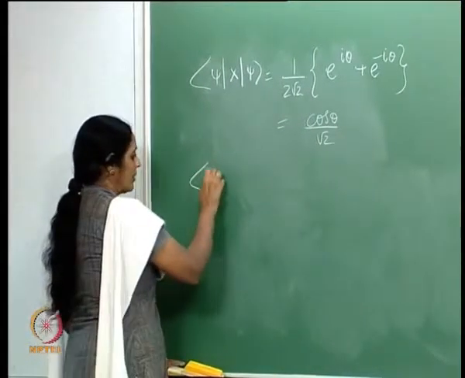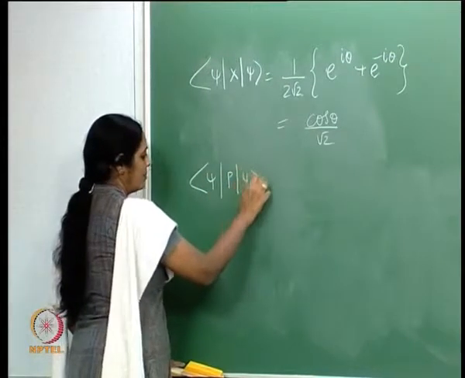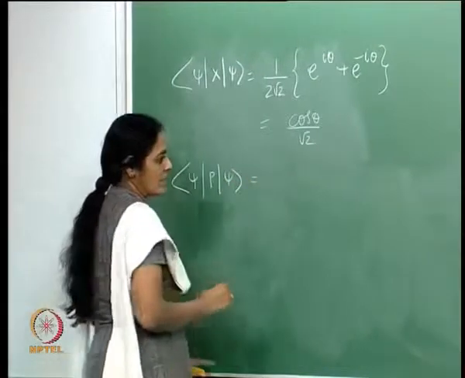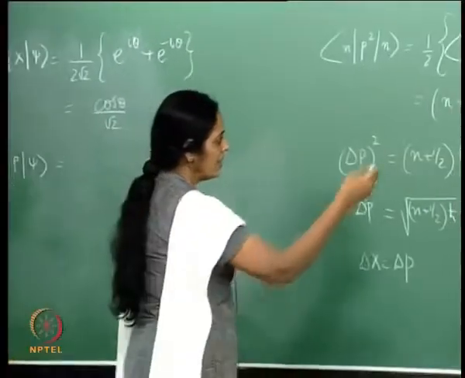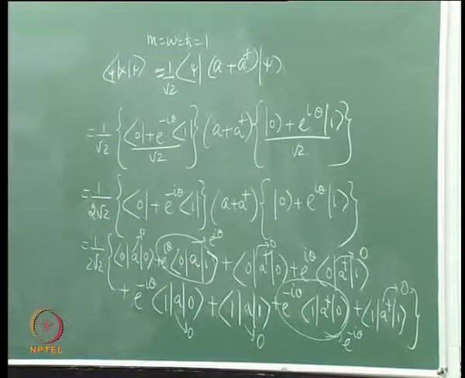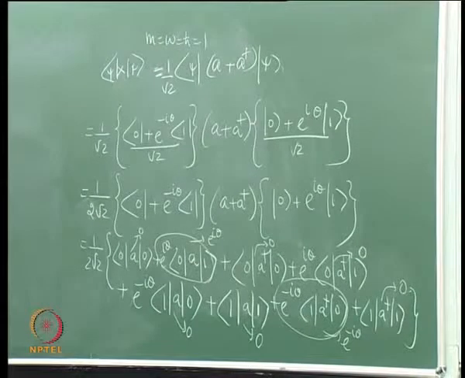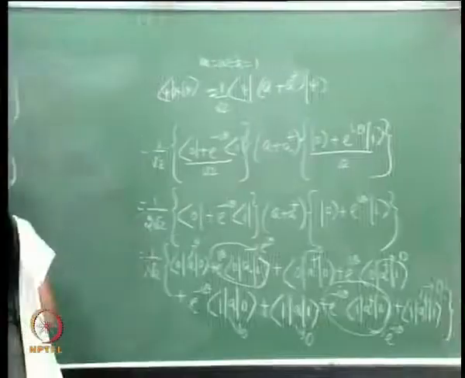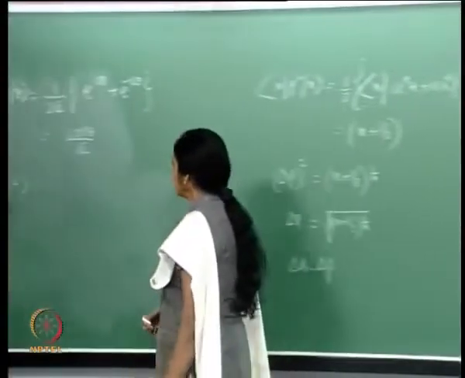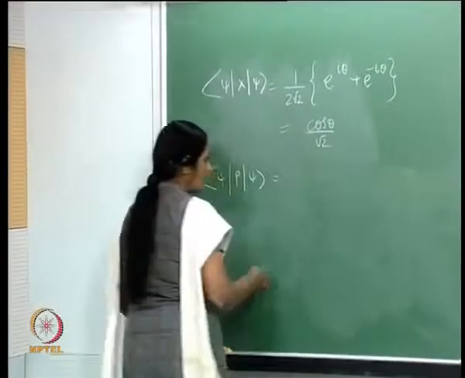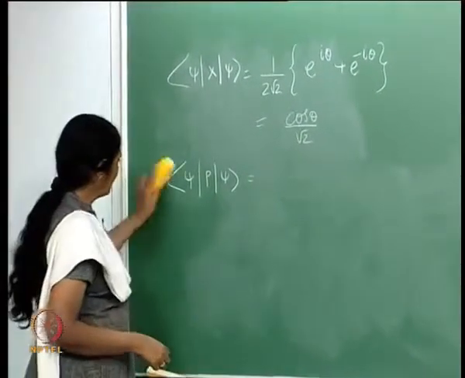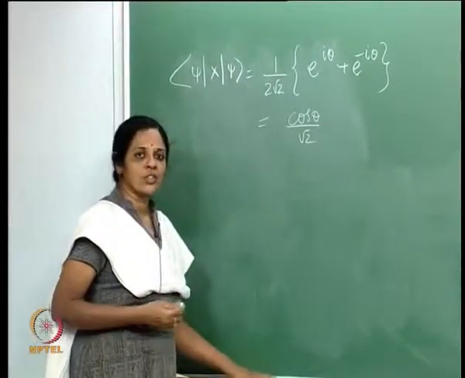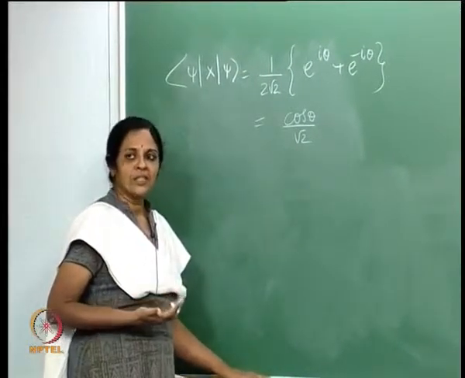What about psi p psi? I can repeat this argument and expand, putting in the appropriate operators for p. I leave that as an exercise. That is again non-zero. So, here is a state where expectation x is not 0 and expectation p is not 0.